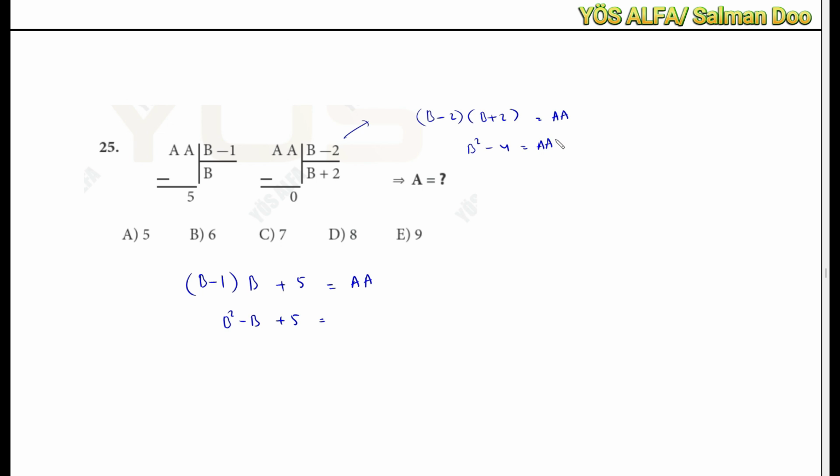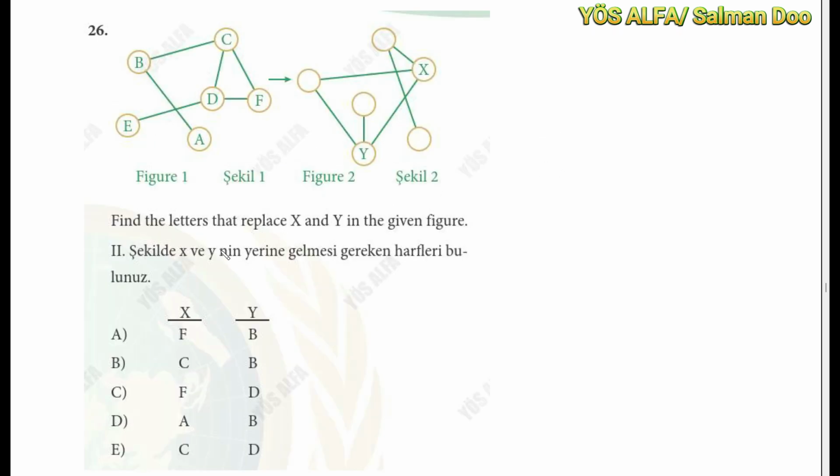I'm going to substitute this value over here, B squared minus 4. So we have B squares canceled out each other. From here we have B is equal to 9. If B is equal to 9, then A is going to be 77. So A is 7. Find the letters that replace X and Y in the given figure above.